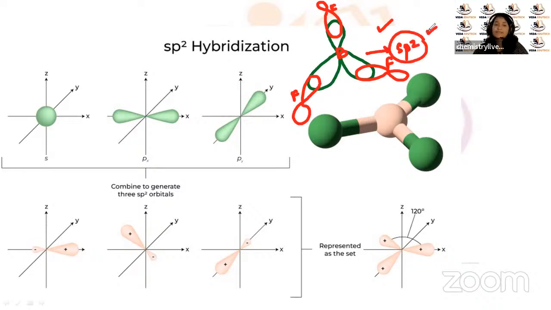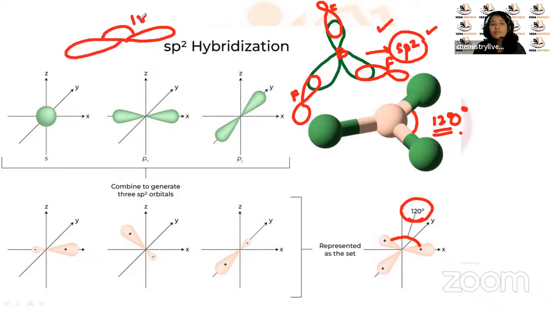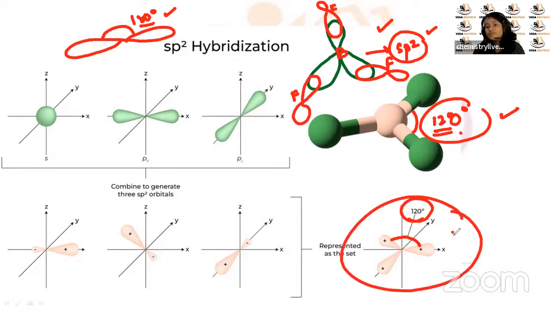So this is how your BF3 molecule will have what kind of hybridization, children? sp2 hybridization. And the one thing that you need to note here is that the angle between these hybrid orbitals is 120 degree. In case of sp hybrid orbital, children, this angle will be how much? This will be 180 degree. This will be 120 degree. And we know that whenever it is sp2, the shape is planar, and when it is sp with no lone pairs, the shape is linear.